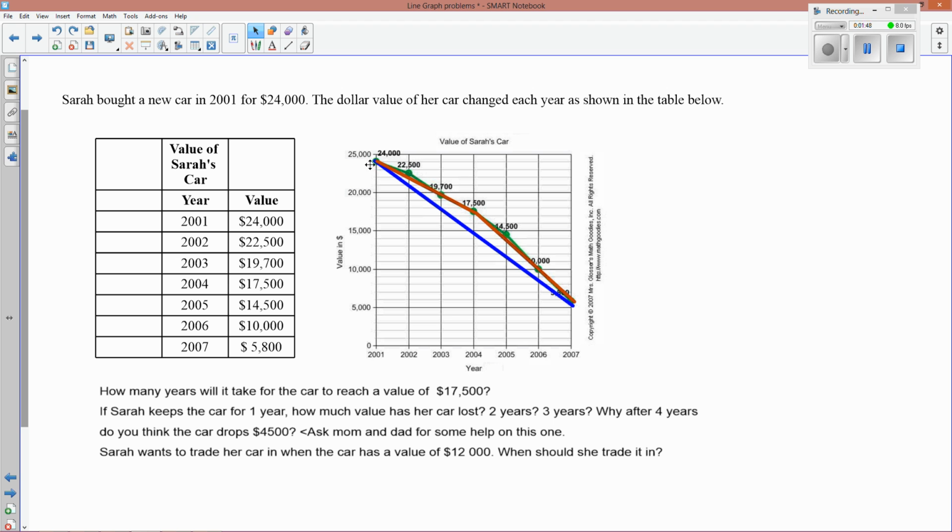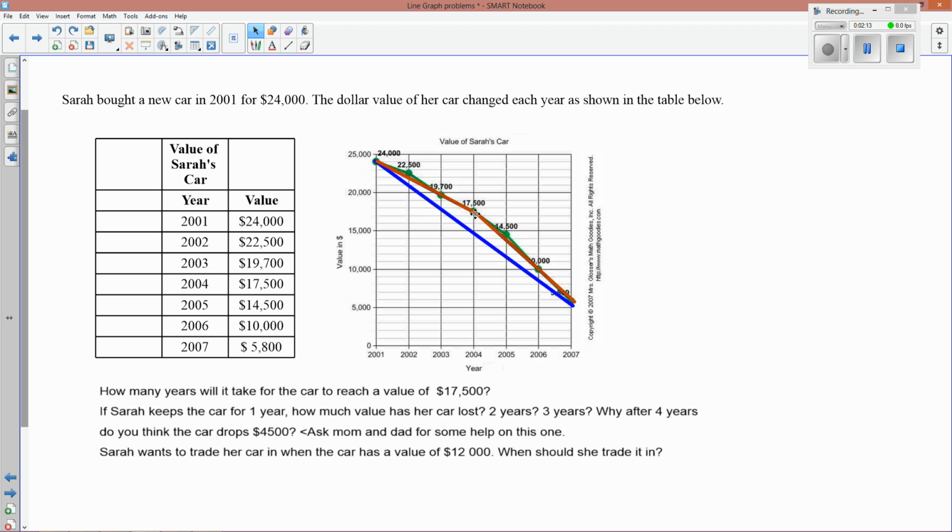So we're going to take a look at analyzing these graphs and maybe thinking about the real world. Now it's a car. Your years go like this in the little bumps, and then all of a sudden, after 3 years, it looks like it starts decreasing a lot faster in value, and there might be a reason for it. So how many years will it take for the car to reach a value of 17,500?